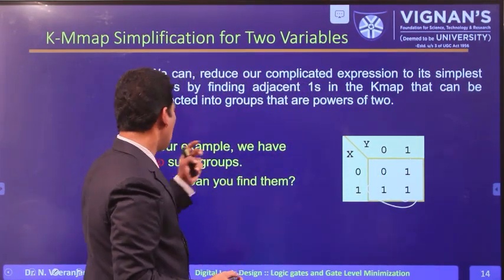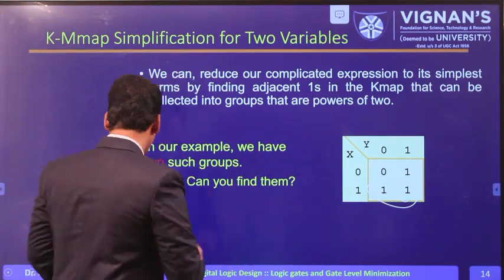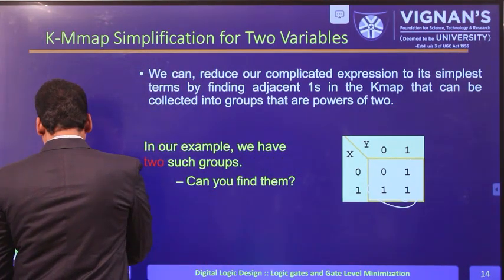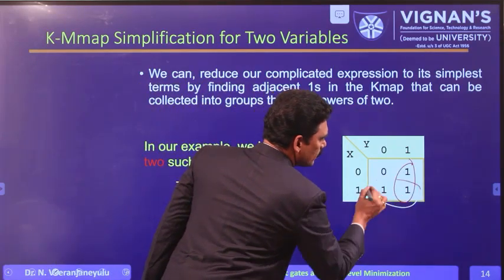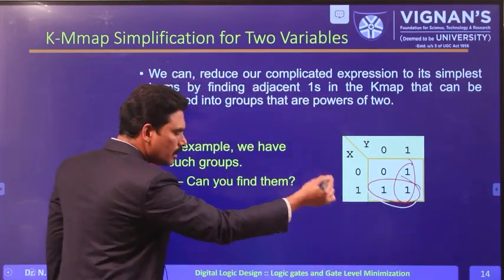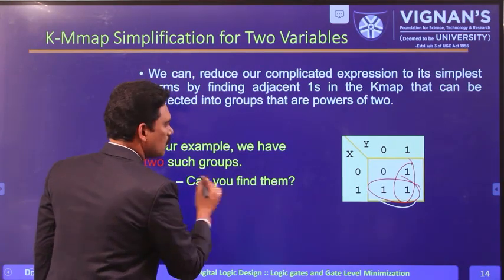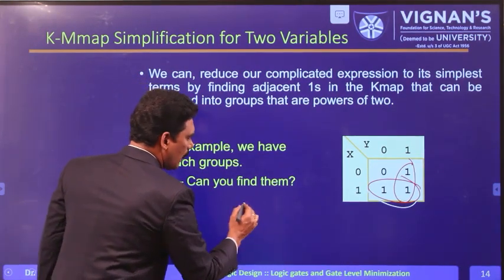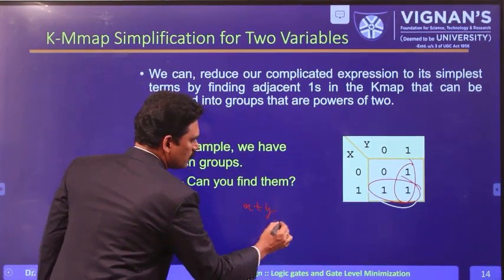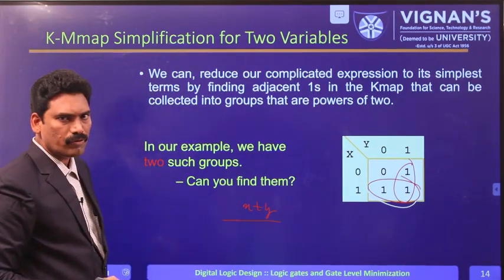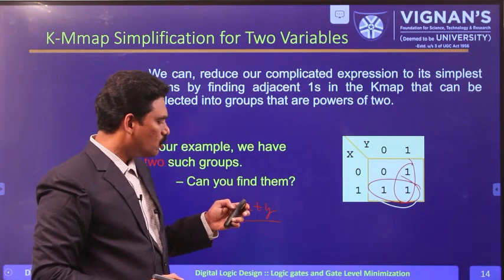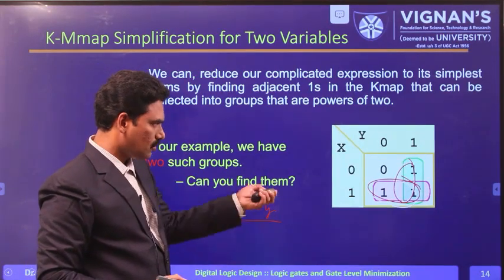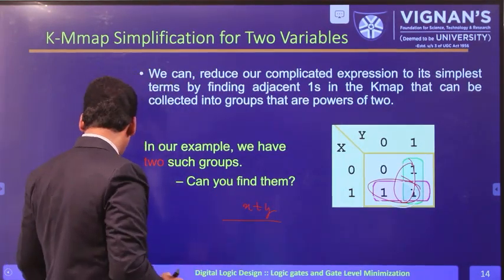In our example, we have two such groups. These are the groups. This is one group and this is another group. The groups give the common terms. The final answer is x plus y. This is our final answer. So this is the way to simplify Boolean expressions. So what is the term now?